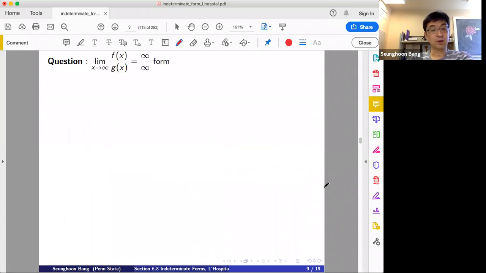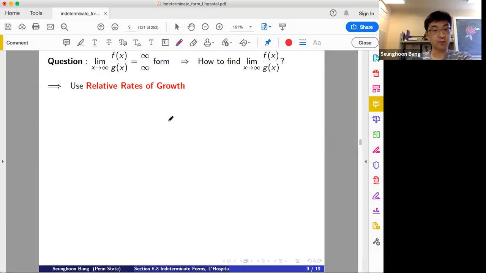The next question. The limit of f of x over g of x, infinity over infinity form. How can you find the limit of f of x over g of x as x approaches infinity? Really be careful. What kind of case? X approaches only positive infinity. We have infinity over infinity form. For 0 over 0 form, don't use the following method. Only infinity over infinity form. As x approaches infinity, you can use the following: relative rate of growth, or L'Hopital's rule.